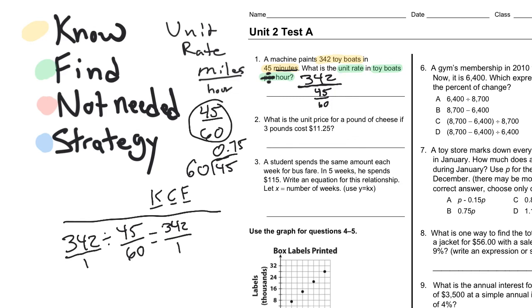I change the division to multiplication. That's my change. So keep, change, flip. I flip the last fraction. Instead of 45 over 60, it becomes 60 over 45. And the reason that this works is division and multiplication are inverse operations.